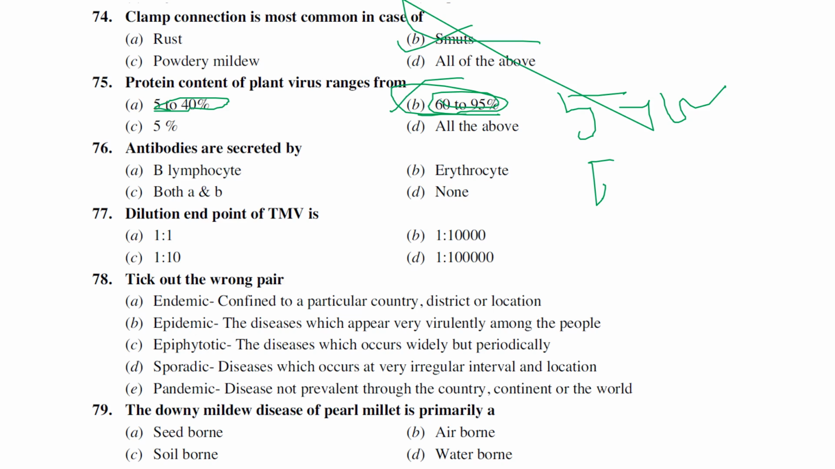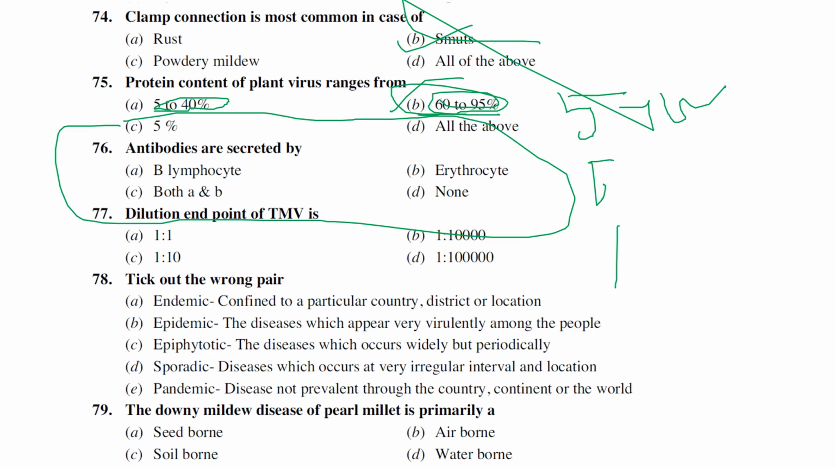So the next one is: antibodies are secreted by generally. The antibodies are actually secreted by B lymphocytes and erythrocytes. I think it's B lymphocytes. Probably, I'm not sure about this question, so please go through it yourself. I think antibodies are secreted by B lymphocytes, which can generally produce antibodies, and sometimes erythrocytes also. I'm not sure. Okay, the next question is the dilution point of TMB 1:1.